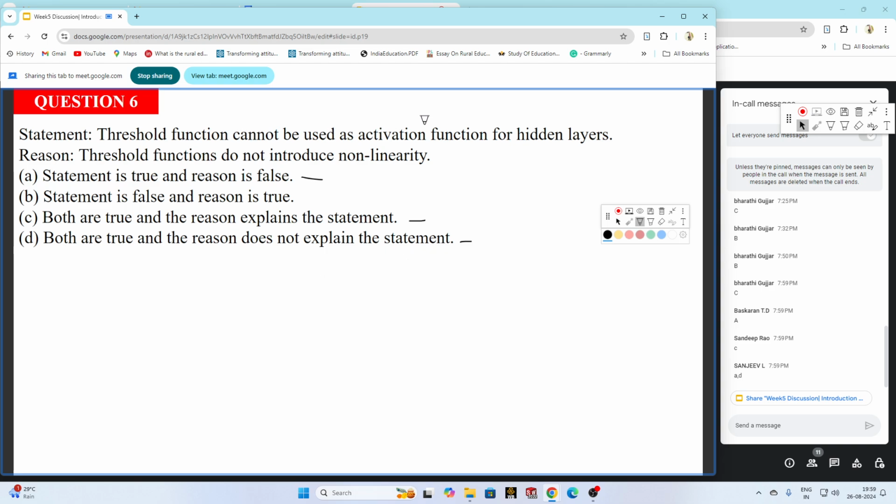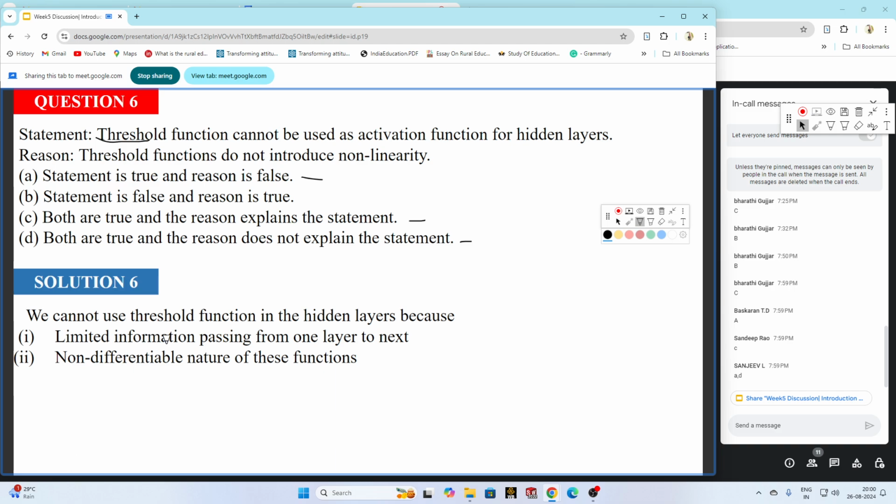So threshold function cannot be used as activation function for hidden layers. So yes, this statement is true. Threshold function, what are the threshold functions? Those activation functions whose output is 0, 1, minus 1, plus 1, like that, are known as threshold functions. So here threshold function cannot be used as activation function for the hidden layer.